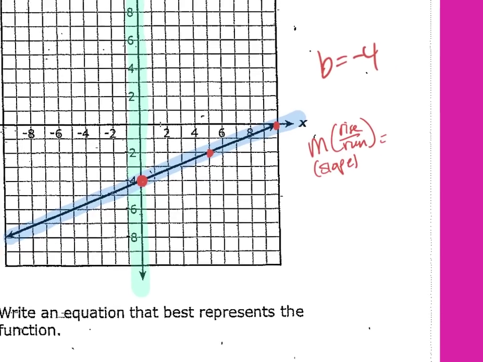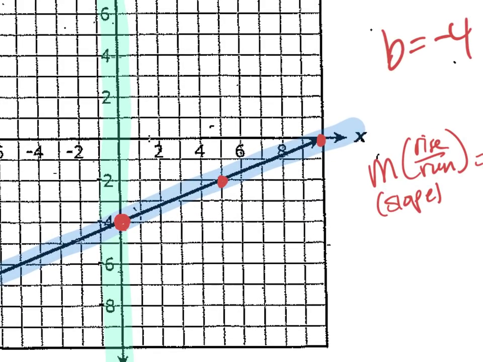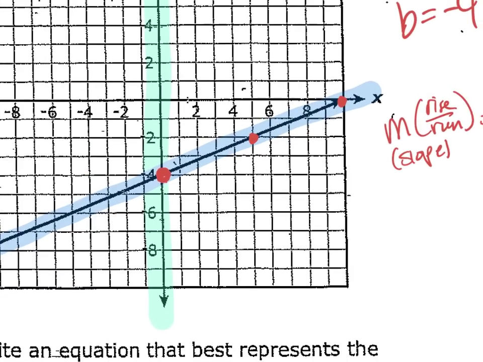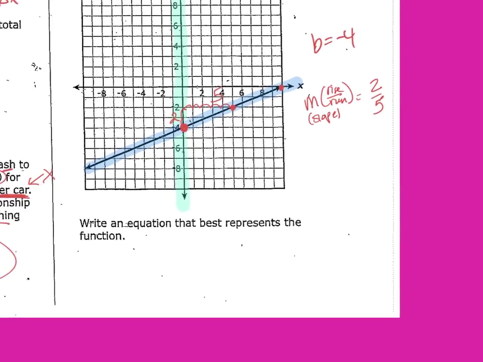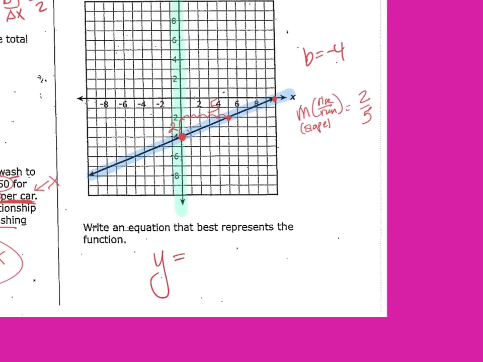Okay, so from point to point, I found a good one there because that kind of falls in the crosshairs, and that one will work too. Okay, so from this point, my starting point, I go up 2, and I run 1, 2, 3, 4, 5. Okay, and that can't be reduced anymore, so that is my slope. So y equals 2/5 x minus 4.